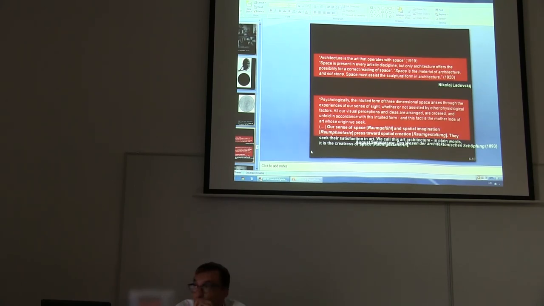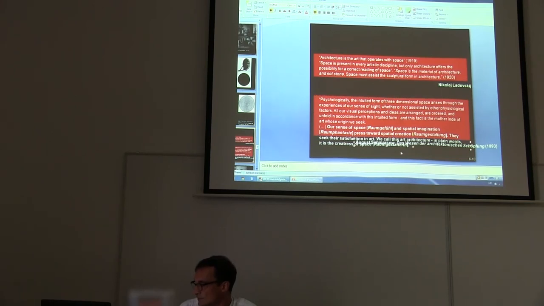And Gestaltung is configuration, not creation. This is a translation made by Malgrave, Henry Francis Malgrave, at the Getty Institute, they are using this translation. So I took Malgrave's translation. Creation is more shapeful. It's not the creator, not Schöpfer, so creation would be Raumschöpfung.